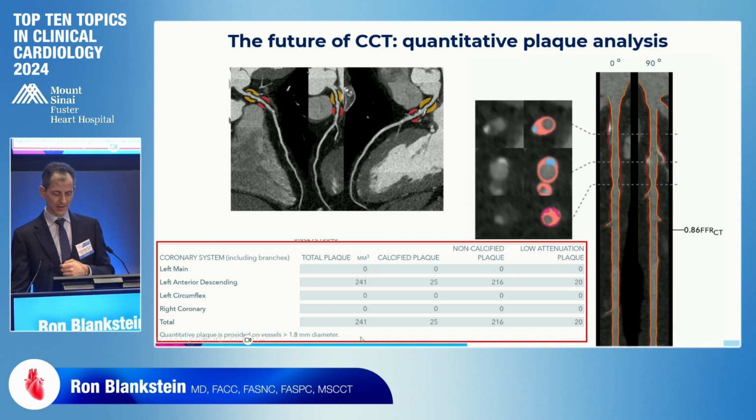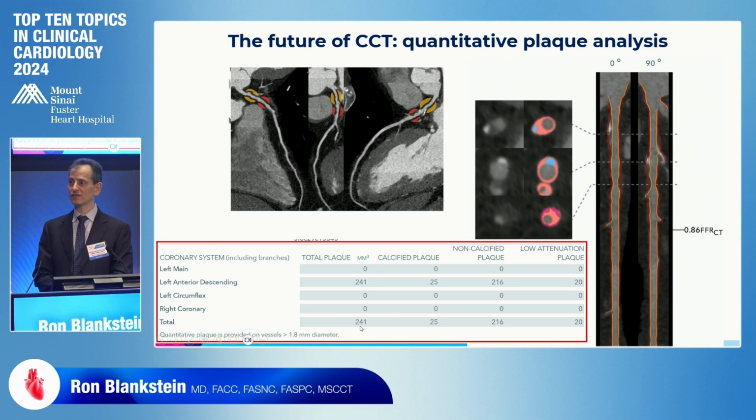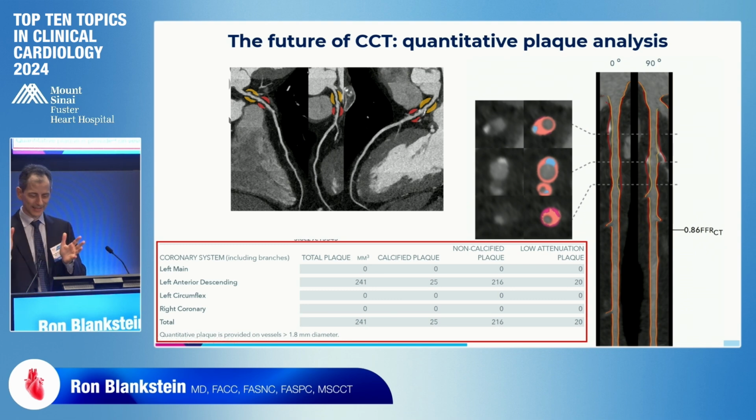In this particular case, when that was performed, 241 cubic millimeters of plaque. And of course, everybody says, well, what does that mean? Is that a lot or a little? And I'll say that's kind of moderate. But the important thing is also to look at the type of plaque.